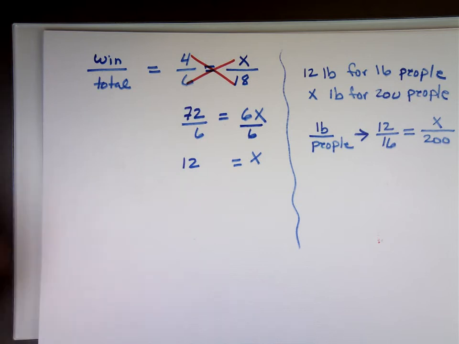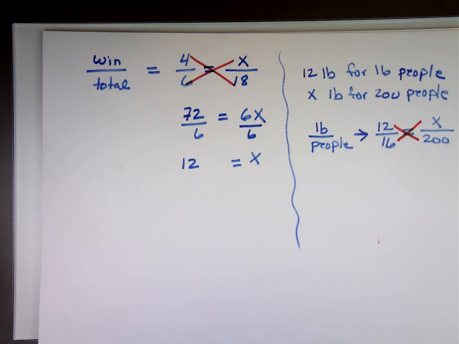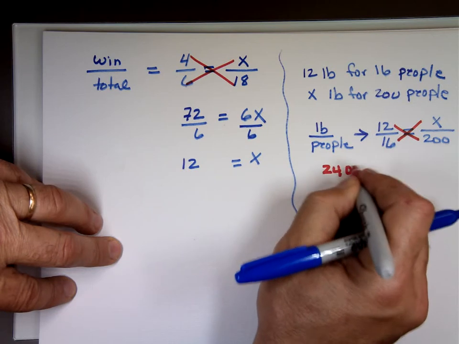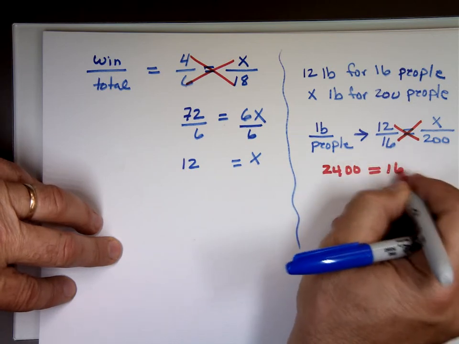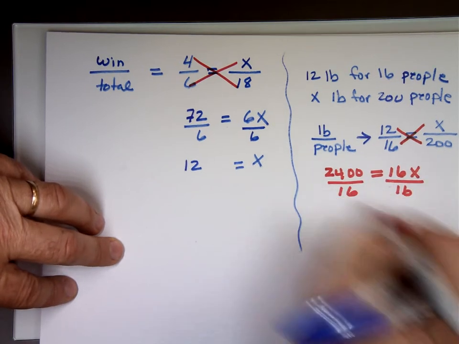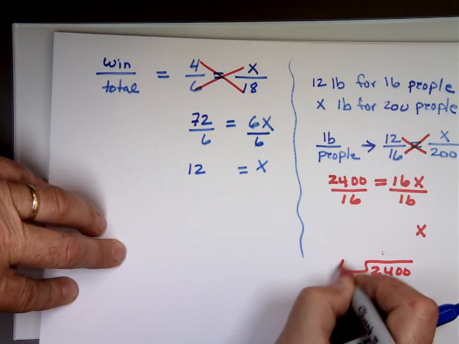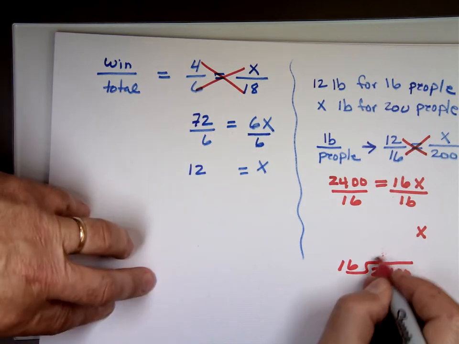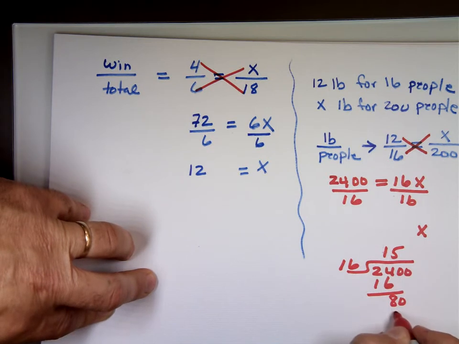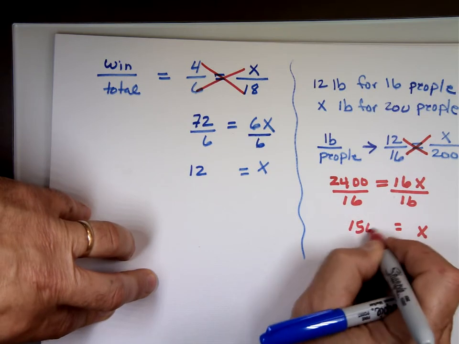Cross multiply. 12 times 200, which is what? 2400 equals 16x. To solve for x, we're going to divide both sides by what? 16. So what's 2400 over 16? Yep, you're right. So you will have to get 150 pounds of prime rib if you want to feed these 200 people.